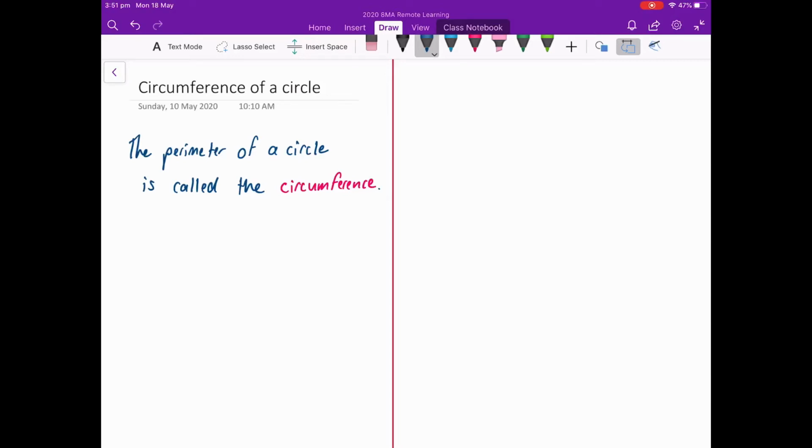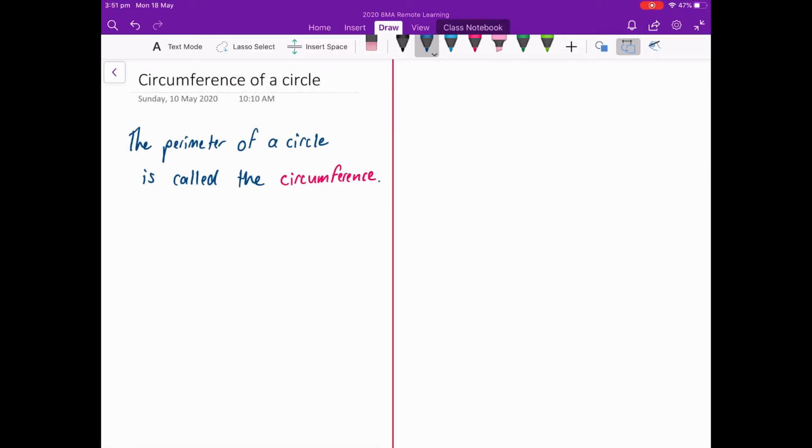Hello, today we're going to have a look at the circumference of a circle. Now, the perimeter of a circle is called the circumference, okay? So we just have a different word for the perimeter of a circle. It is the circumference. Now let's learn how to calculate the circumference.